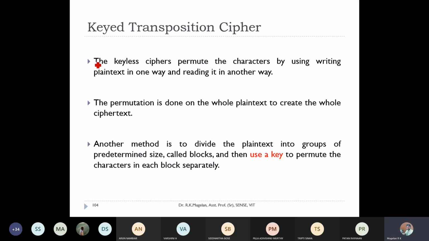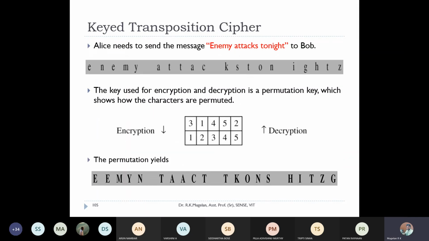Then came the keyed transposition cipher. Till now we just saw without any key. Then came a keyed transposition cipher, to make the entire cryptographic system more robust against attackers. They introduced a key. So what is this key? This key will tell me how the positions have to be changed. There won't be a pattern available in a keyed transposition cipher. One of the basic techniques is this one.